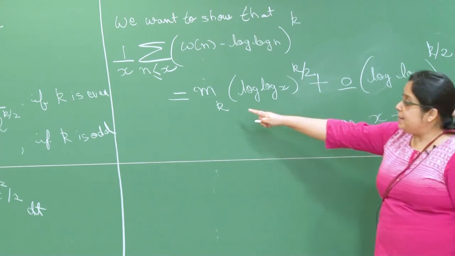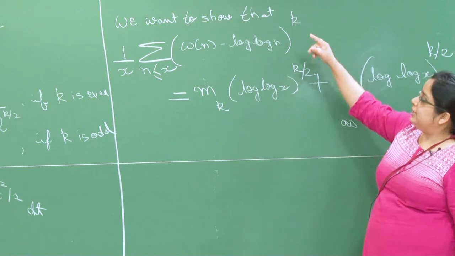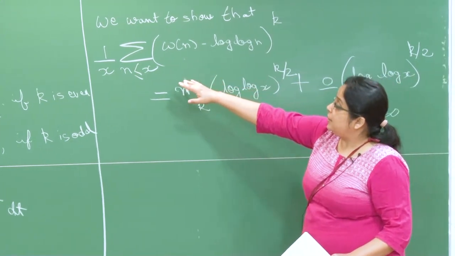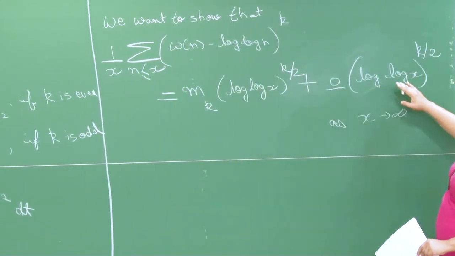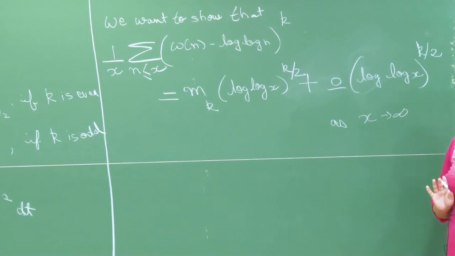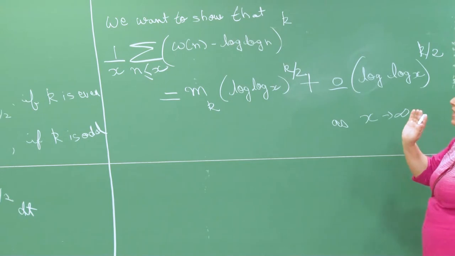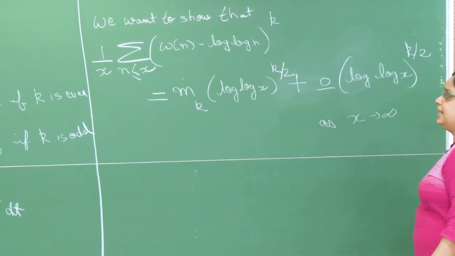So, since m sub k is 0 for odd values of k, for odd values of k, you only have to show that this sum corresponding to the odd power k is little o of (log log x) raised to the k over 2. Okay? So, last time we indicated how one would actually address questions like this.